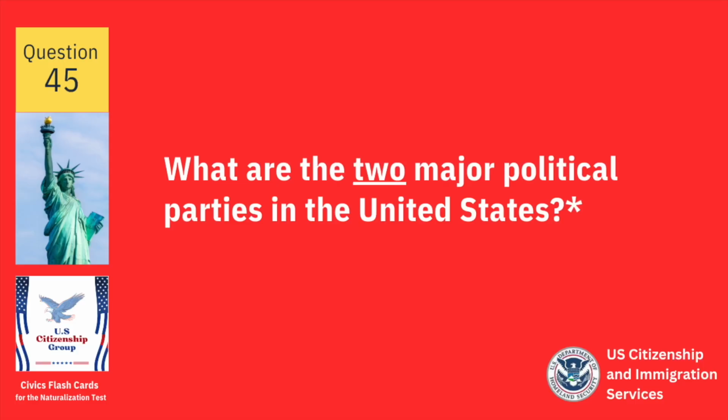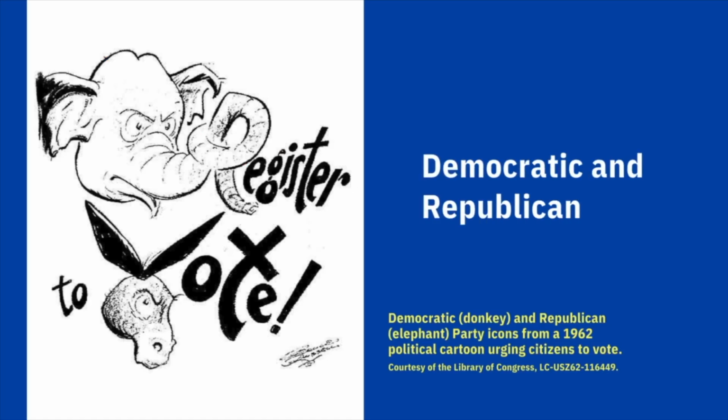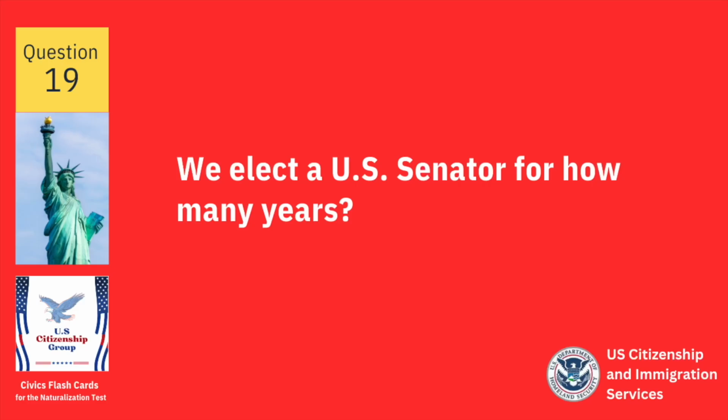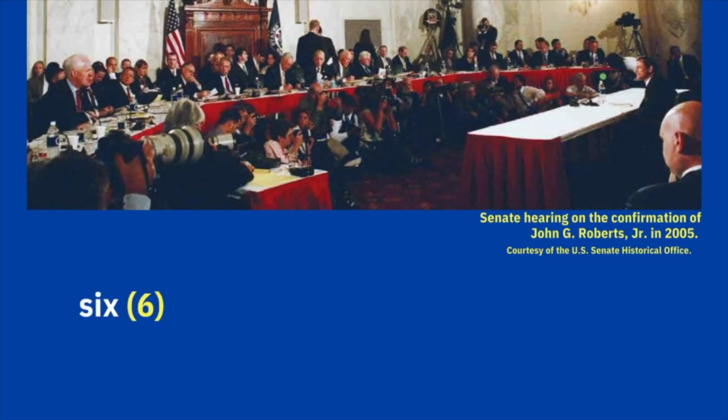What are the two major political parties in the United States? Democratic and Republican. We elect a U.S. Senator for how many years? 6.